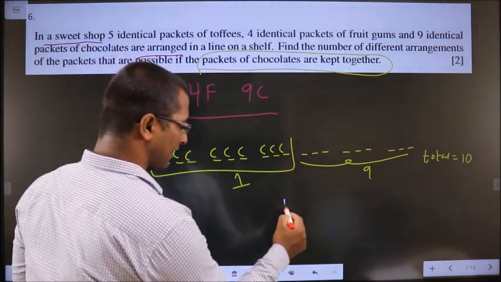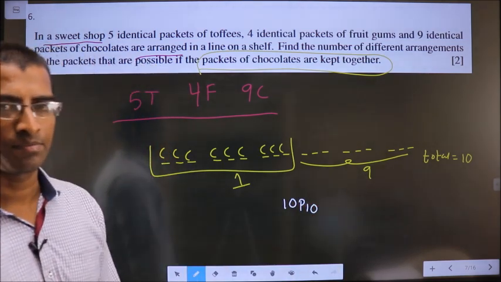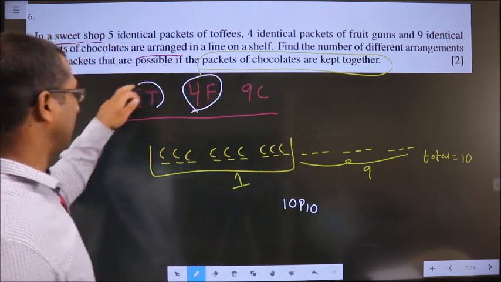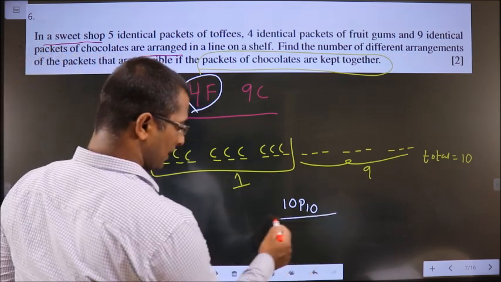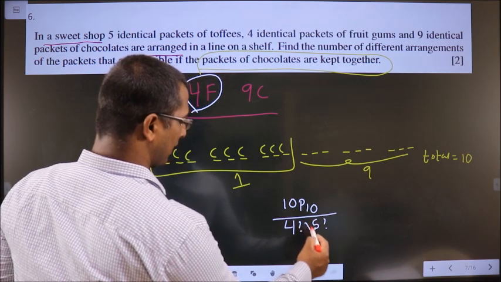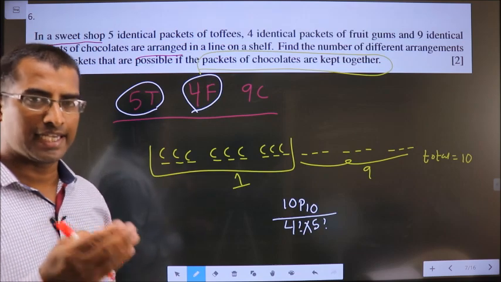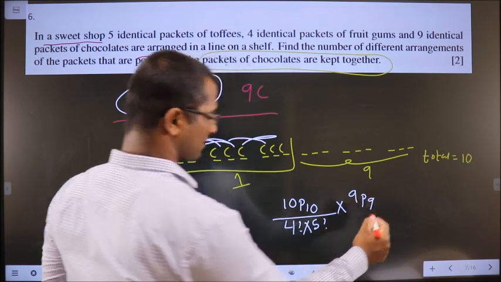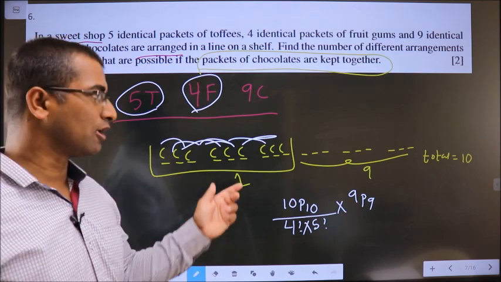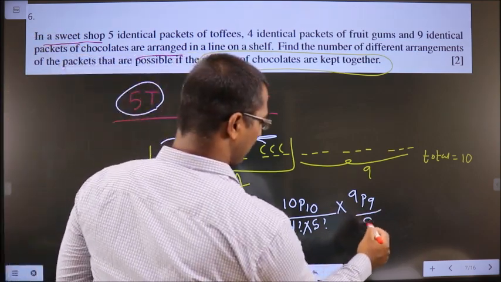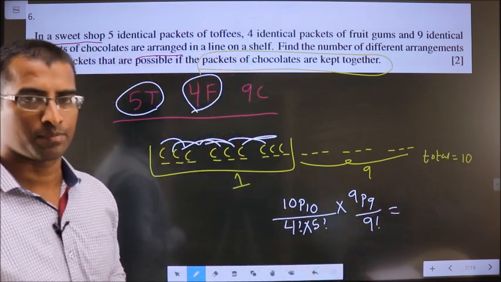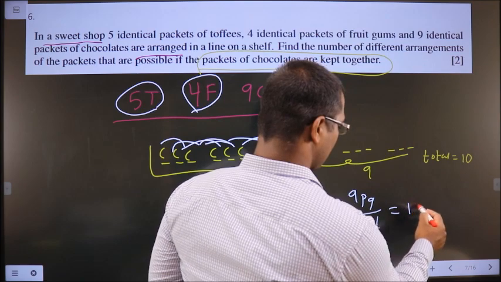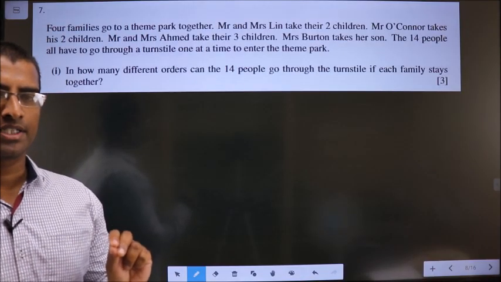These 10 can be shuffled in 10P10 ways. The condition is now 4F and 5T are identical. So I should divide it by 4 factorial and also by 5 factorial. Now inside the box, these 9 can be shuffled in 9P9 ways. And also these 9 chocolates are given identical, so divide it by 9 factorial. This is your answer. Put this in the calculator, you get 1260.